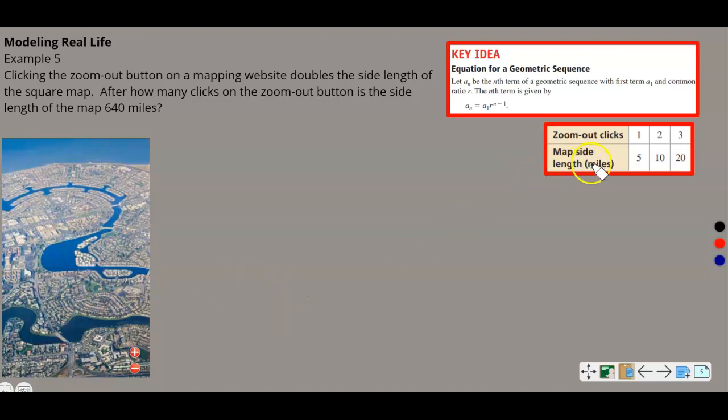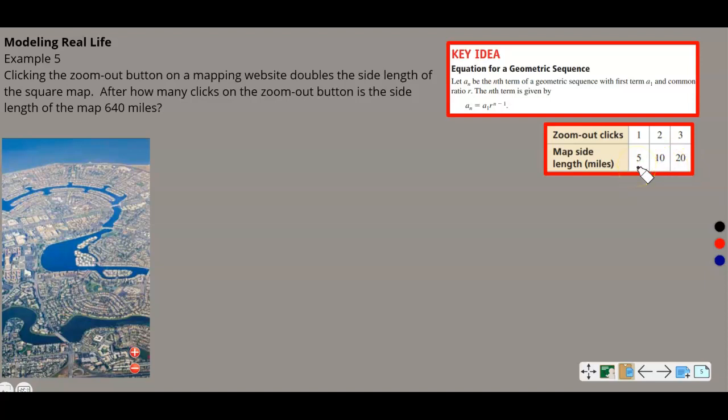So here's our table. We looked at this in the last video, so I'll put this on here as a reminder. Key idea, this is the equation for a geometric sequence. This is the section that we're working on, so more than likely, this is what we're going to be looking at. But let's look at the table. So our x values, our zoom out clicks, we can call this x, goes 1, 2, 3, so this increases by 1. The side length in miles of the map is 5, 10, 20. So this is going to double each time.